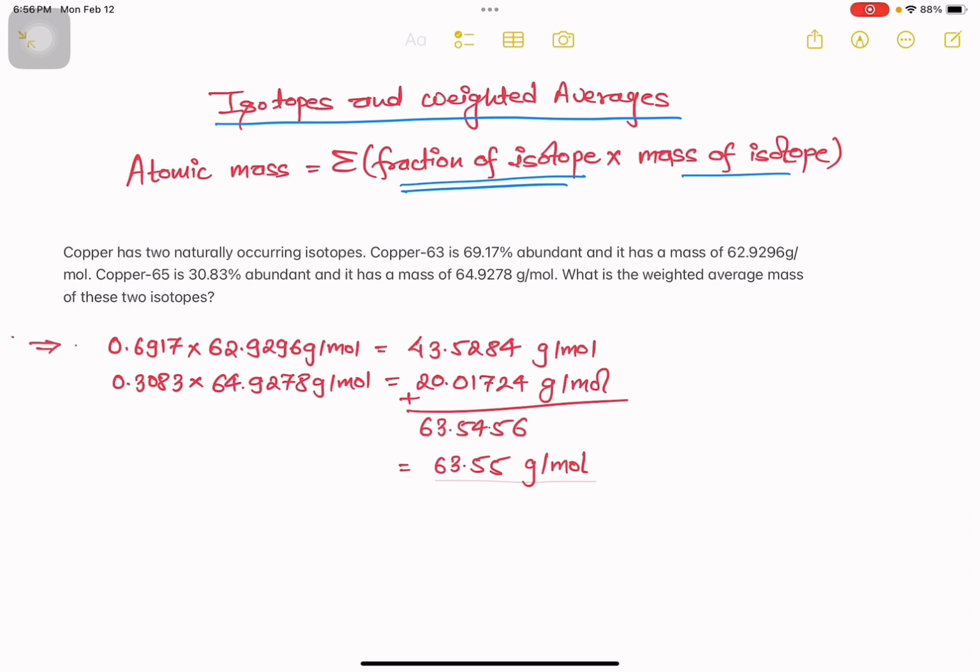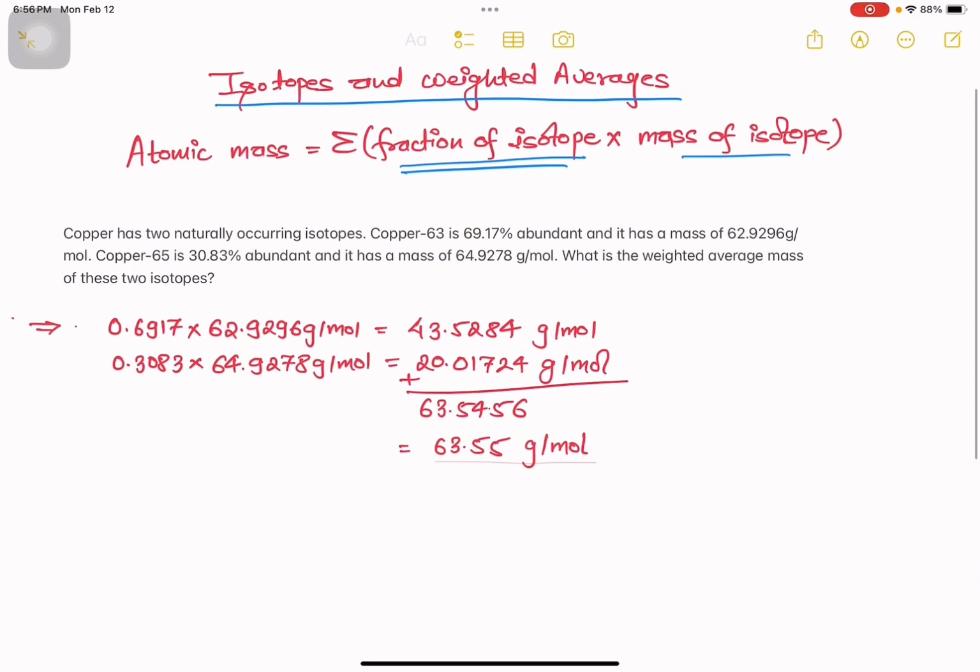Now, I want you to remember that the abundances of the isotopes should add up to 100%. 69.17 plus 30.83 should be 100%. And if you change that to fractions, or if you divide by 100, that should add up to 1. Now it is the sum of the fraction of isotopes times their mass.